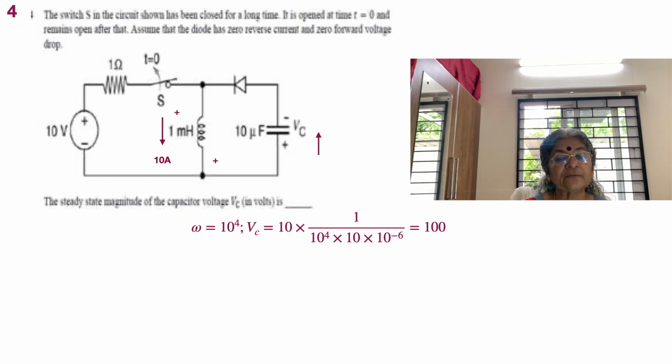Okay, in what direction? On the left side, the positive sign is marked, so that's the direction in which the inductor gets charged. What does it get charged with? It gets charged with the current. And what is the value of that current?